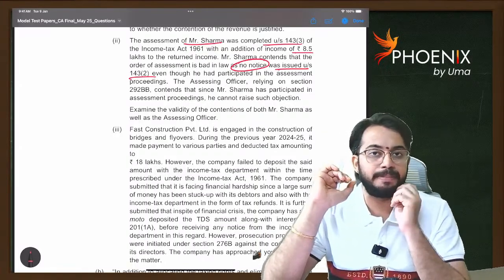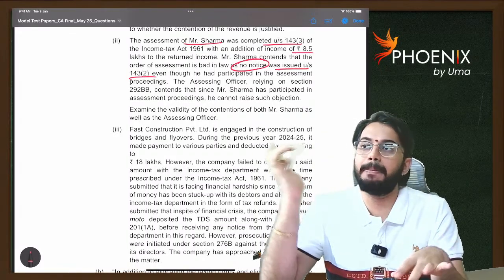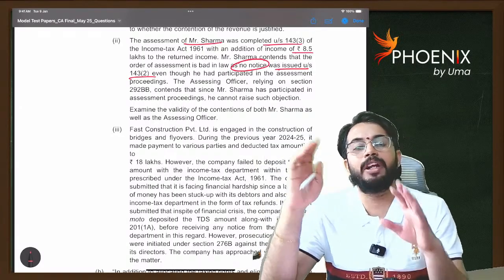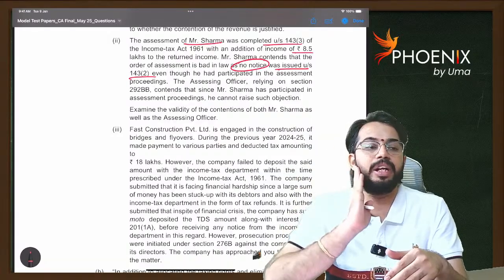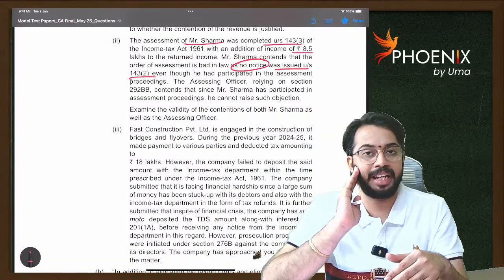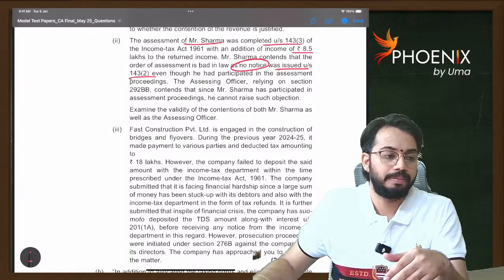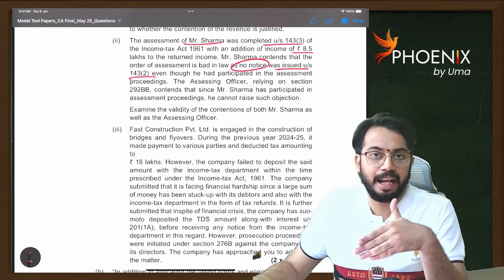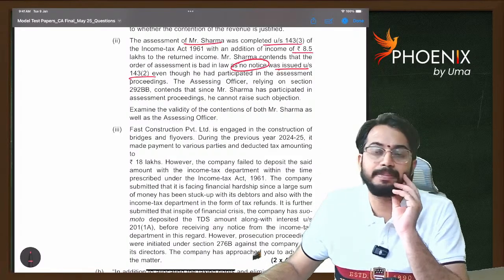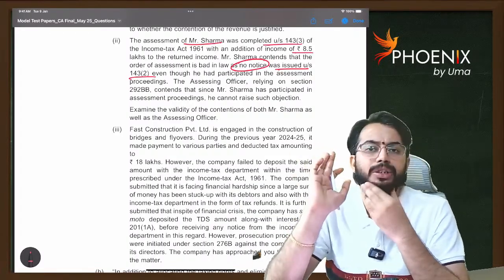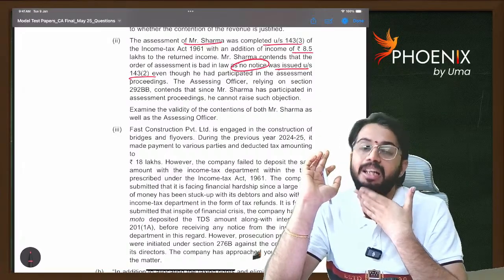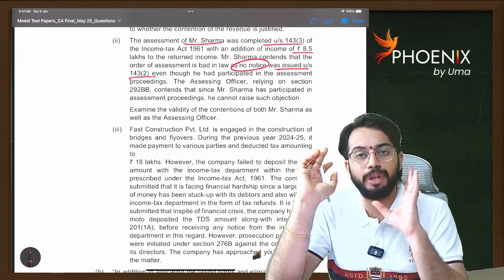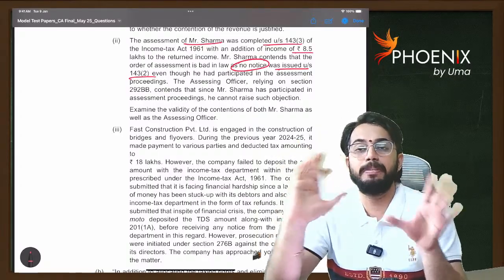You know scrutiny assessment, right? Before doing scrutiny assessment, department needs to issue notice under section 143(2). Then department, after issuing notice, will do scrutiny assessment under section 143(3). Correct? Now, like here in this case, department did not give scrutiny assessment notice. Department directly did scrutiny assessment. Is it correct? That is not correct. Scrutiny notice should be issued first, and only then should assessment be completed.